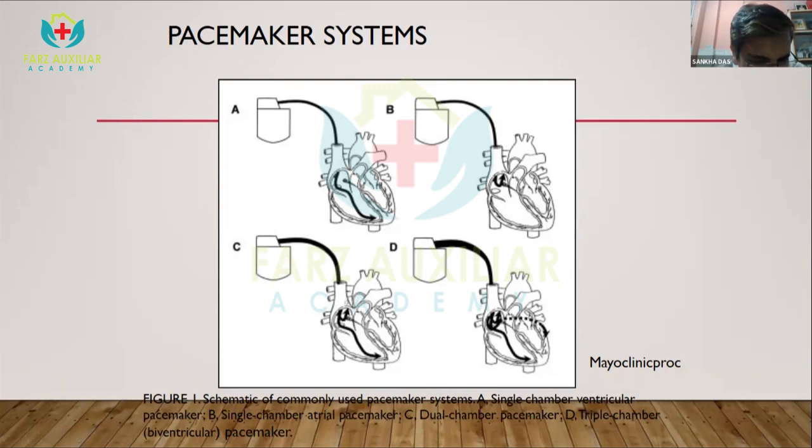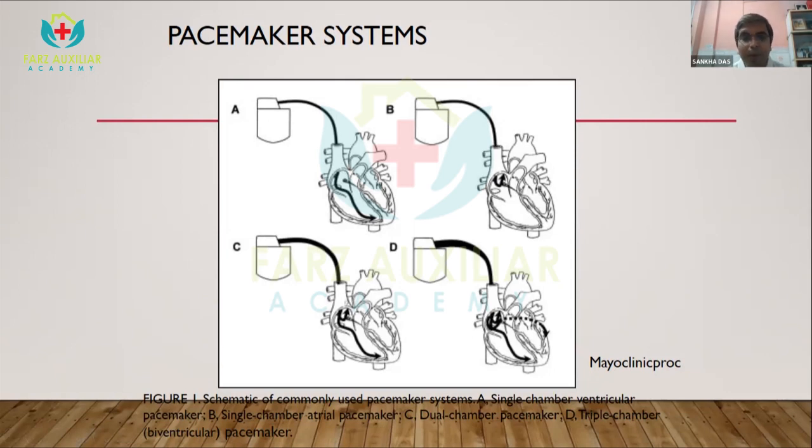Pardon? Bundle of His, sir? It is actually in the coronary sinus. Yes, sir. The lead is basically inside the coronary sinus. So you can't directly pace the left ventricle. So you have to keep this lead inside the coronary sinus, and this lead is positioned inside the coronary sinus. So that is what happens in CRT, cardiac resynchronization therapy.